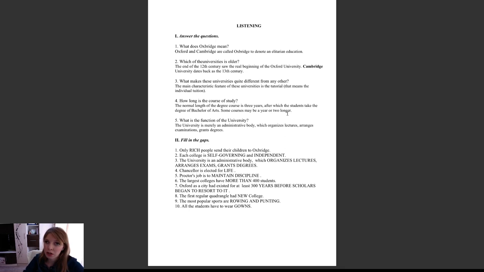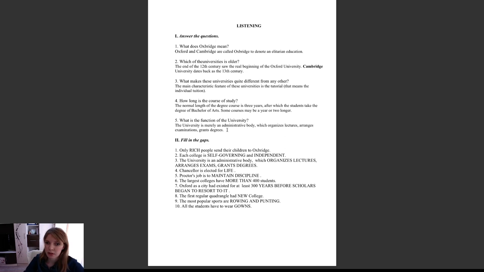Number five, what is the function of the university? So the university is merely an administrative body. So the answer was an administrative body. And this body organizes lectures, arranges examinations, and grants degrees. Now the gaps.